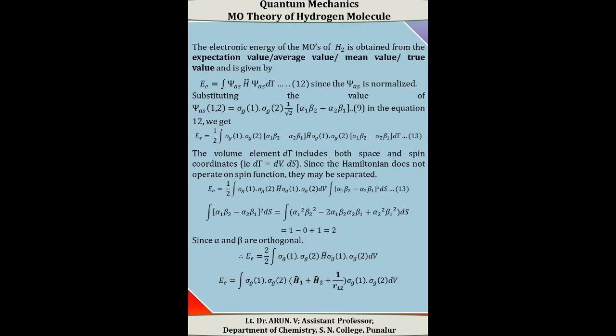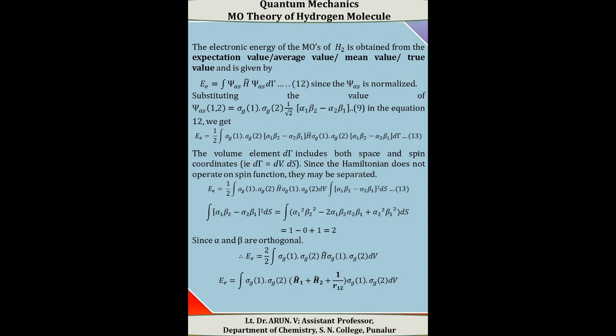The electronic energy of the molecular orbitals of the hydrogen molecule is obtained from its expectation value, that is, the mean value or true value. The expectation value of the energy of the electron is E, equal to the integral of psi_s H-cap psi_s dτ. Here the denominator is already normalized because psi_s is already normalized.